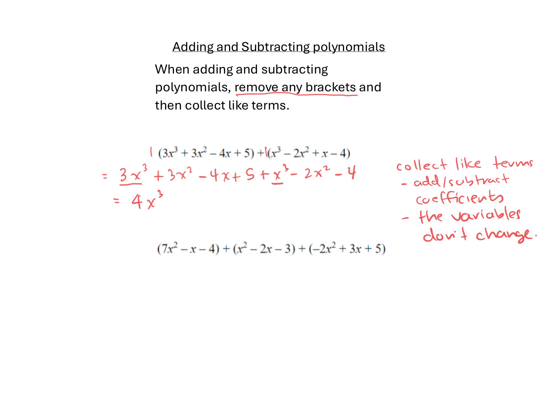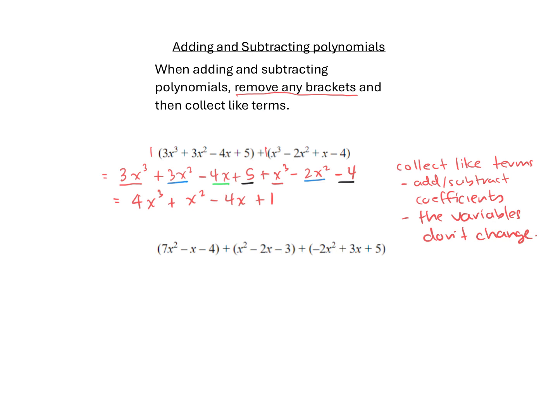Let's use a different color. So x squared, we've got 3x squared minus 2x squared. So 3 minus 2 is 1x squared. We have a 4x by itself, so just minus 4x. And then we have a plus 5 minus 4 is positive 1, plus 1. And then we're finished. x to the power 3, x squared, x are not like terms, so we're finished.